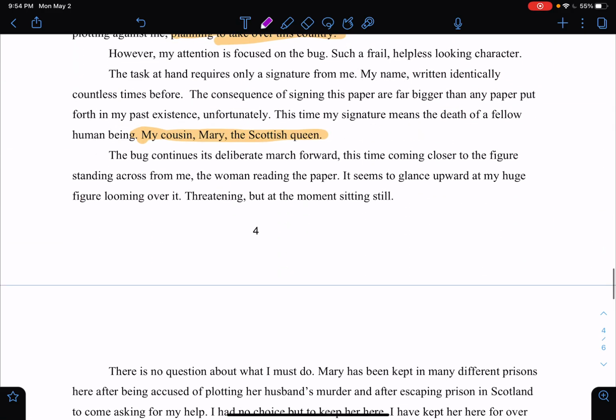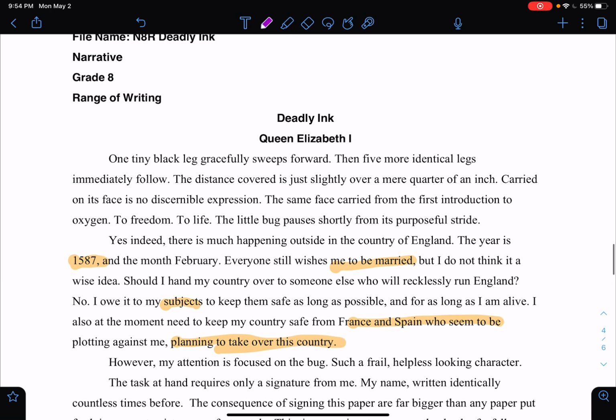Again, a narrative must have a conflict. The conflict in this one was the signature, the document being signed to kill Mary, right? But she also uses very vivid language, and you can really see what's happening in the story. When you write a narrative, I should be able to visualize what is going on in the story, with vivid language. Okay, so please make sure to do that.